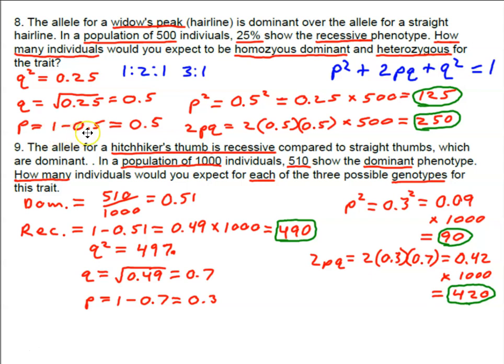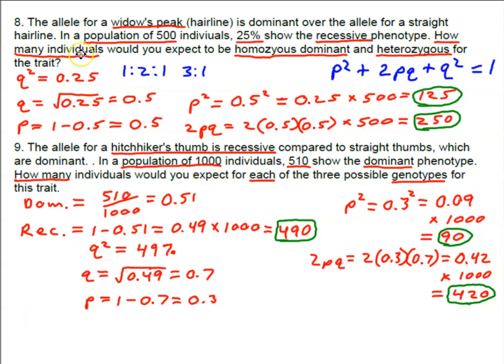p would be 0.5 subtracted from 1. 1 minus 0.5, so it's 0.5. So in this case, q and p are both 0.5. The frequency of the homozygous dominance then would be p squared, right? That's the term in the equation. p squared is the frequency of homozygous dominance. So it's 0.5 squared, that's 0.25, times 500 is 125. So this is the only thing that makes this problem different.